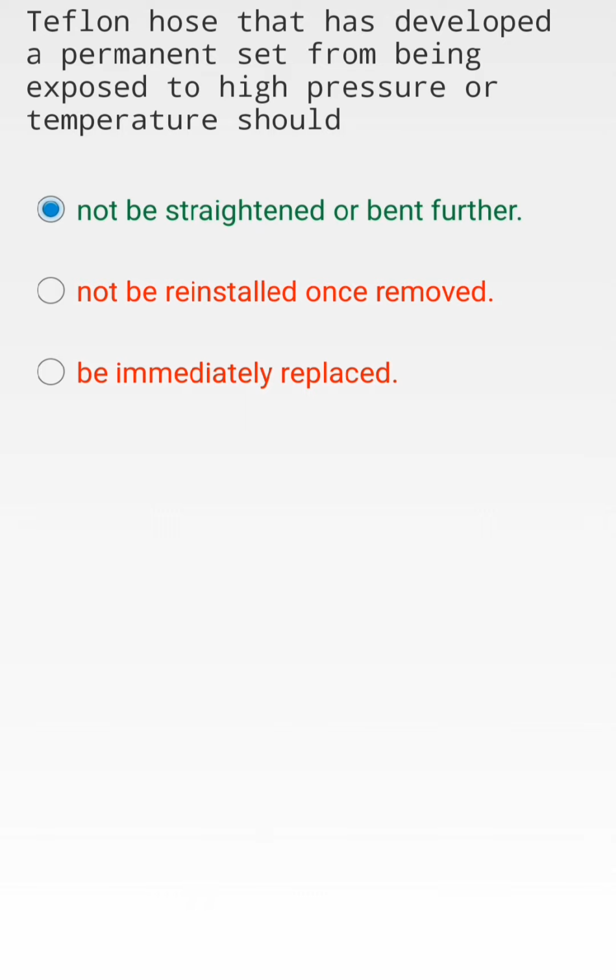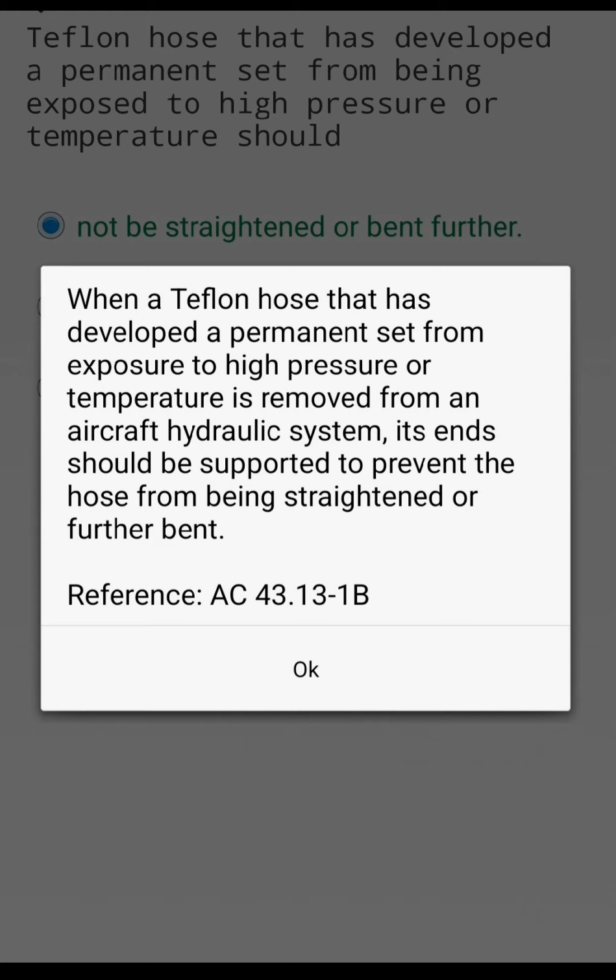Teflon hose that has developed a permanent set from being exposed to high pressure or temperature should not be straightened or bent further. When such a hose is removed from an aircraft hydraulic system, its ends should be supported to prevent the hose from being straightened or further bent.